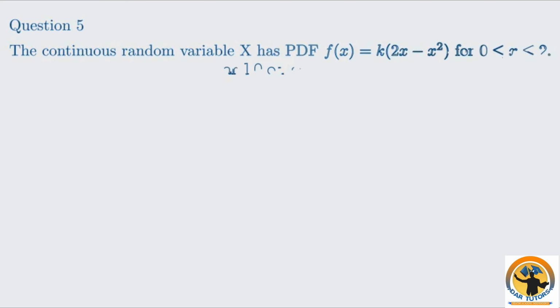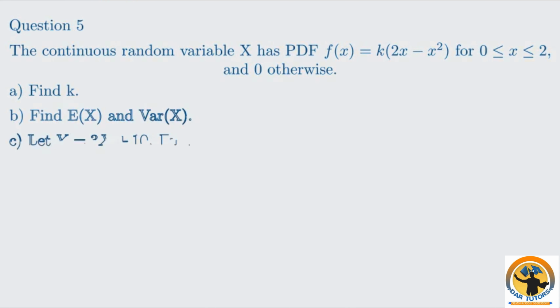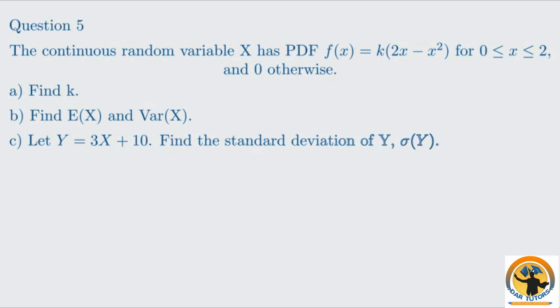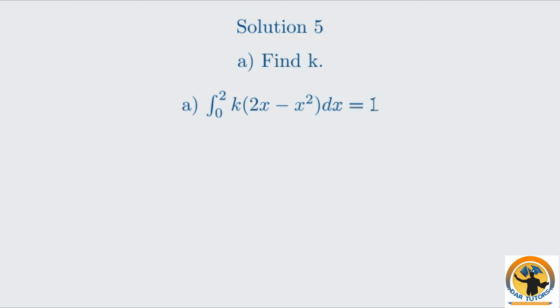Our final question brings together several concepts, including finding a constant and calculating the standard deviation of a transformed variable. Let's break down the solution for our final question. Part A, find k. Again, we use the total area rule. The integral of f of x from 0 to 2 must be 1.